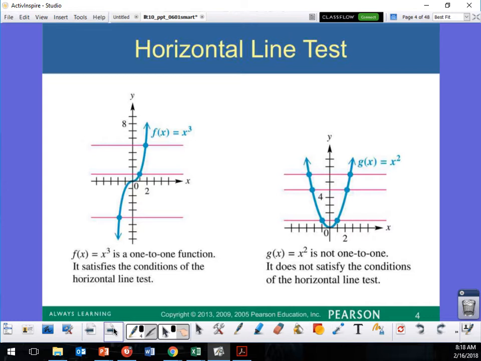So to check for one-to-one, you have to do a horizontal line test. Back in the day, you guys actually did vertical line tests. Here we're doing horizontal line tests to check to see if it's one-to-one.